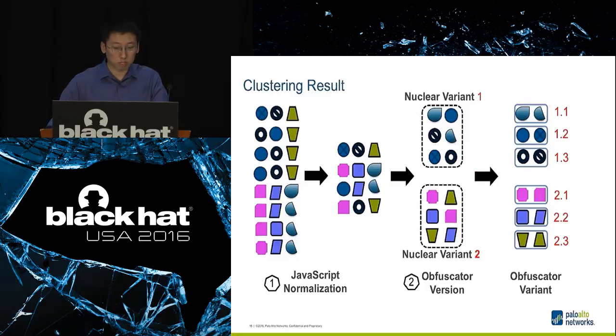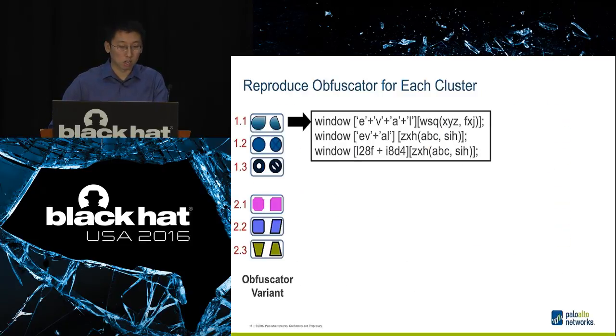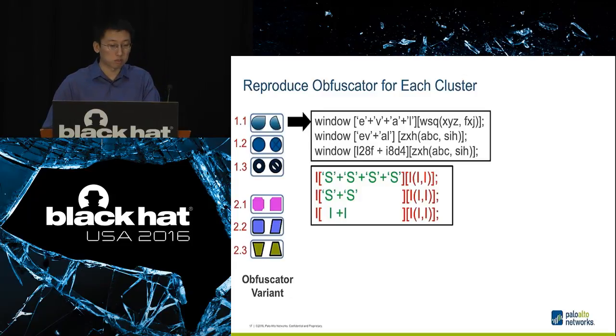From the previous two steps, we know that we can group the samples in a way that samples from the same cluster are generated by the same obfuscator version or variant. The final step is to analyze the samples within each cluster. Our approach is that we look into their normalized script like this one, and then we do the alignment on the normalized script.